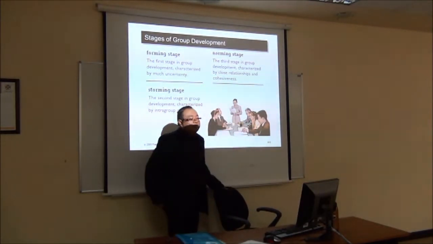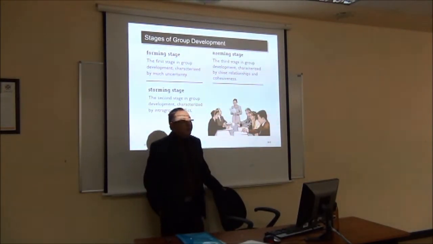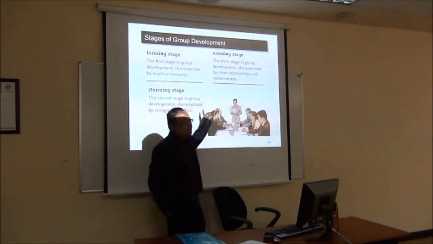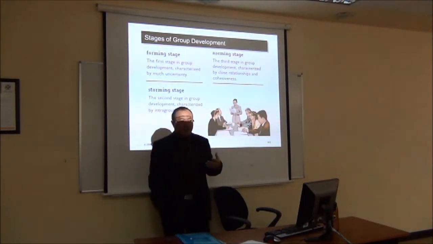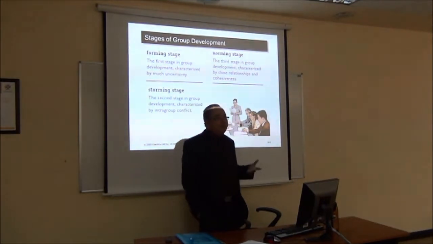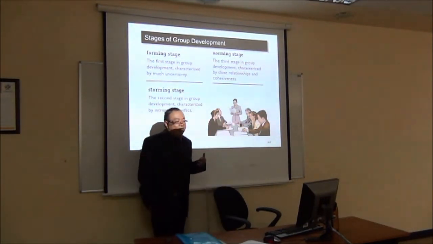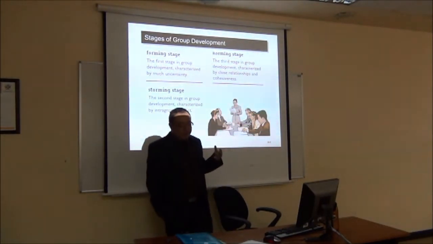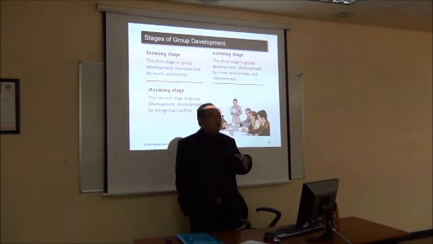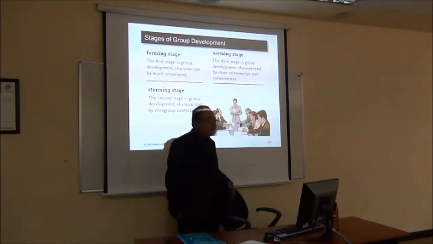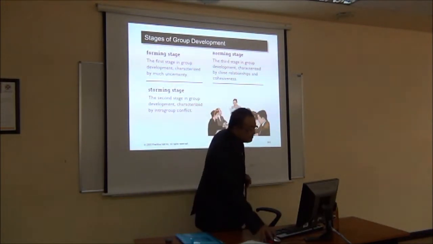And the third stage is the norming stage. This is where it's characterized by close relationship and cohesiveness. The word norming means to agree. And at this stage, often the team agrees on what to do, how the task should be assigned, that means who is to do what, when and where. So that's a norming stage.